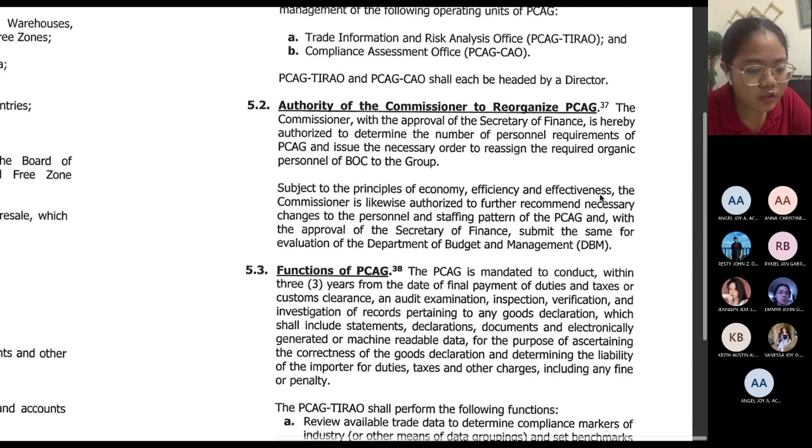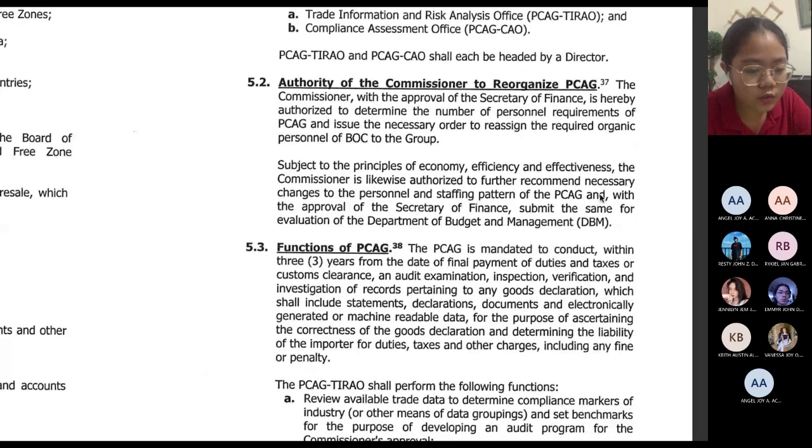5.2 Authority of the Commissioner to reorganize Post-Clearance Audit Group. The Commissioner, with the approval of the Secretary of Finance, is hereby authorized to determine the number of personnel requirements of Post-Clearance Audit Group and issue the necessary order to reassign the required organic personnel of the Bureau of Customs to the group, subject to the principles of economy, efficiency, and effectiveness. The Commissioner is likewise authorized to further recommend necessary changes to the personnel and staffing pattern of the Post-Clearance Audit Group, and with the approval of the Secretary of Finance, submit the same for evaluation of the Department of Budget and Management.